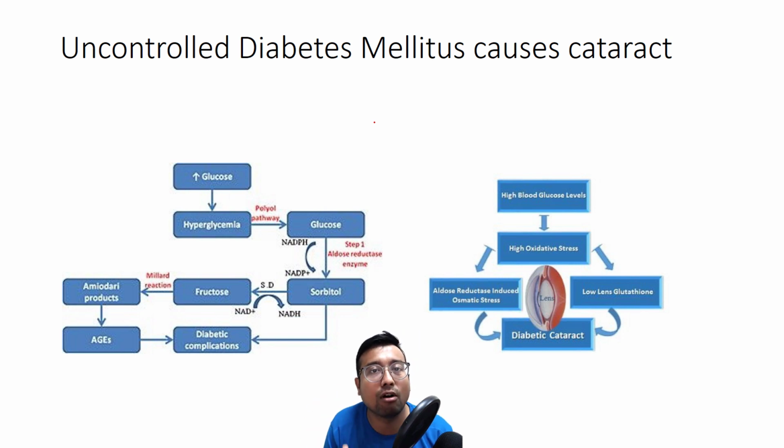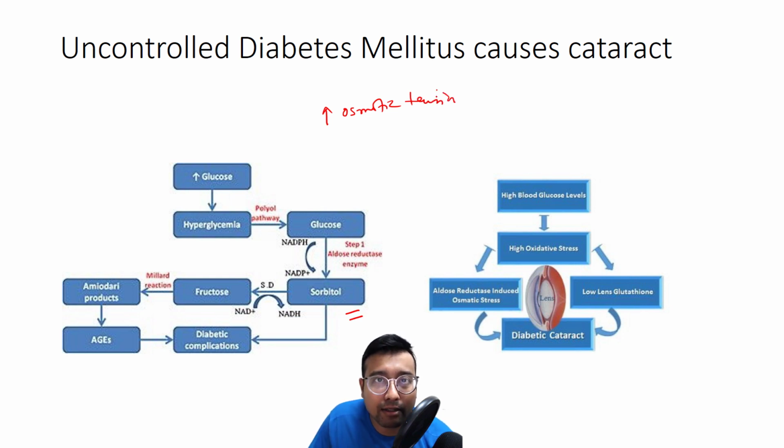But in case of uncontrolled diabetes, since glucose cannot be utilized in the normal pathway, it is diverted towards the polyol pathway. It is acted upon by the enzyme aldose reductase. So what happens? Glucose, when it is diverted towards the polyol pathway, leads to formation of sorbitol. This sorbitol accumulates in the lens, and this causes increase in osmotic tension in the lens.